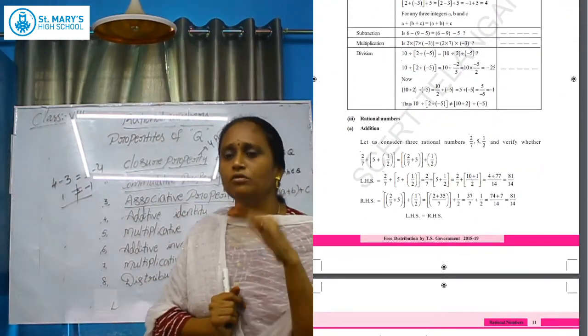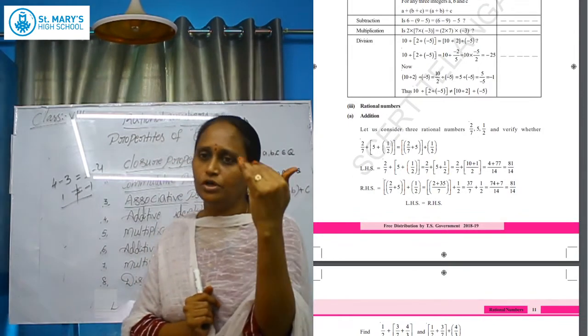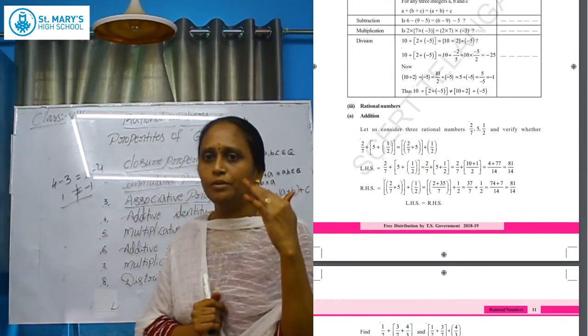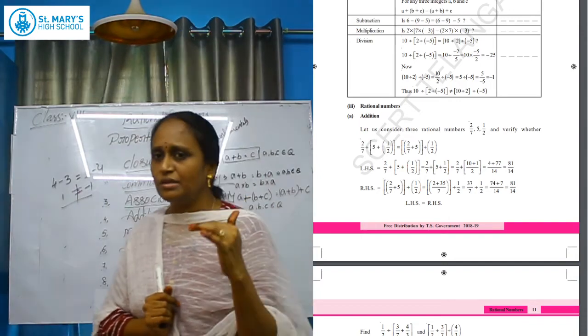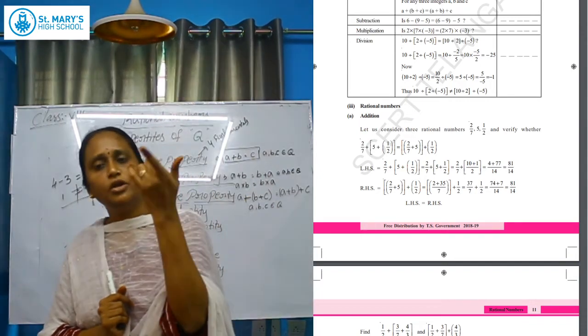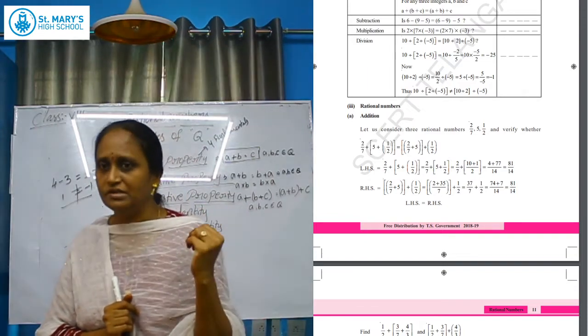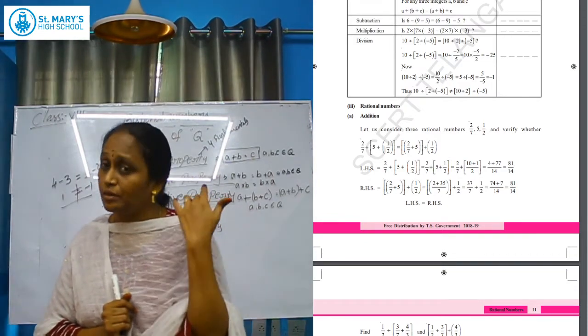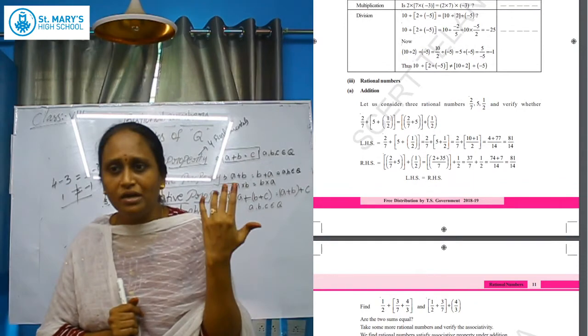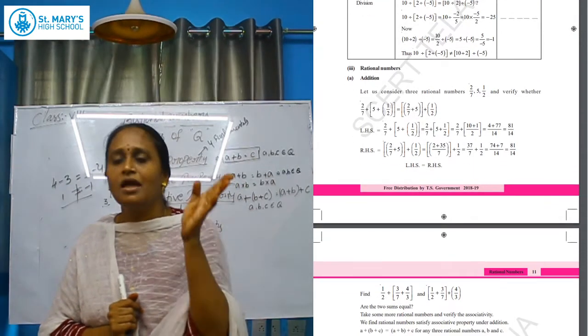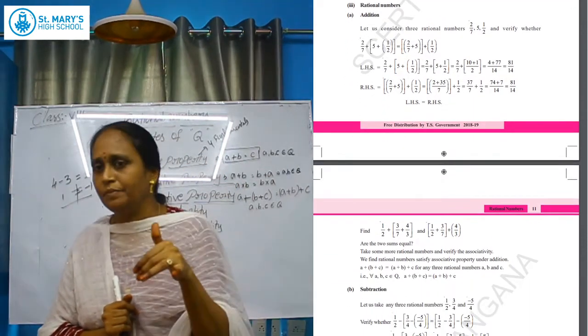I said the associative property is similar to the commutative property. The commutative property is possible under addition and multiplication, as we just discussed. Similarly, the associative property is also possible under addition and under multiplication.